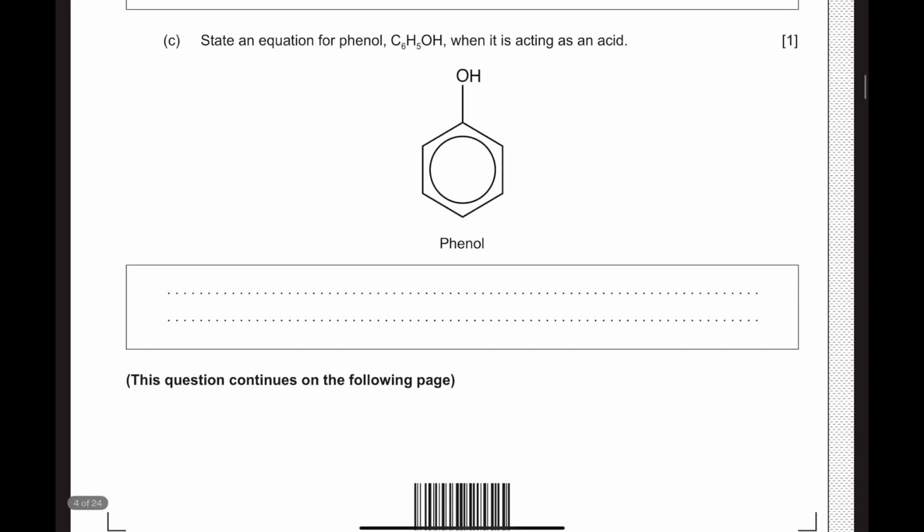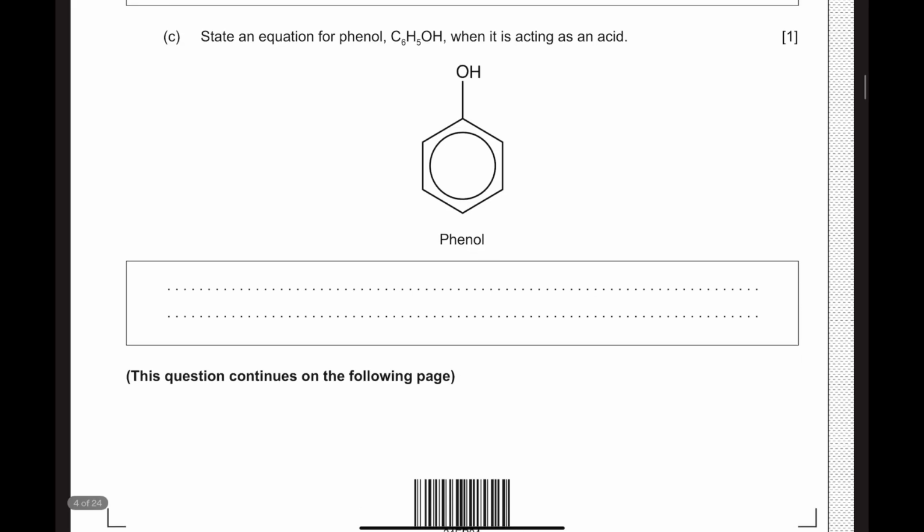Next, we have to state the equation of phenol when it's acting as an acid. So we have phenol. This is water. It would act as a weak acid, so reversible sign. O minus, right? Also equals, and then H3O plus. So phenol loses an H plus, so it acts as an acid.